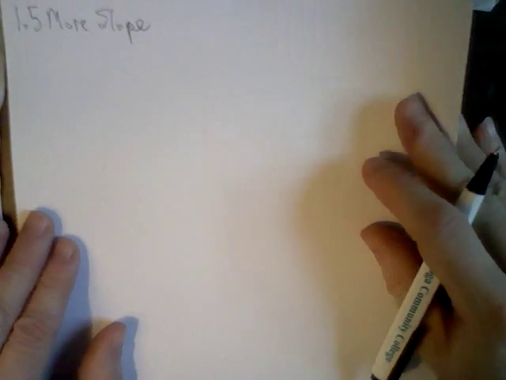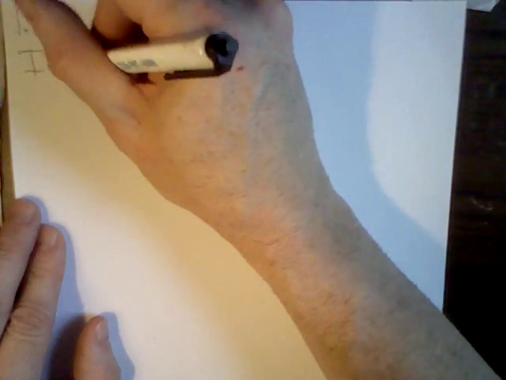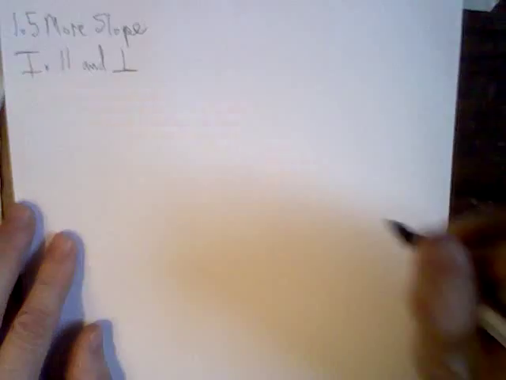Okay, welcome back. We got more to do with slope. More with lines 1.5, more slope. We have to deal with parallel and perpendicular lines and looking at the slope of those guys. So I'll symbolize parallel with the railroad track symbol and perpendicular with the upside down T.